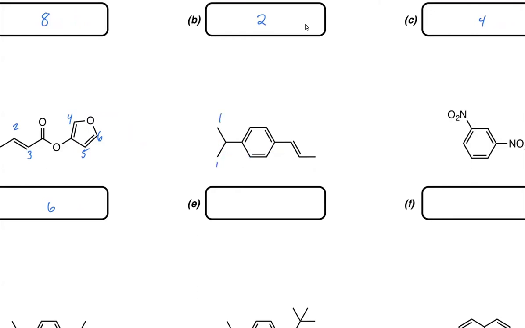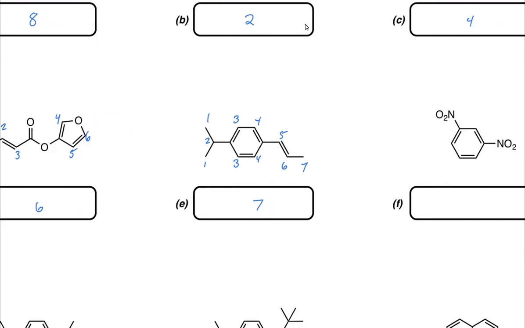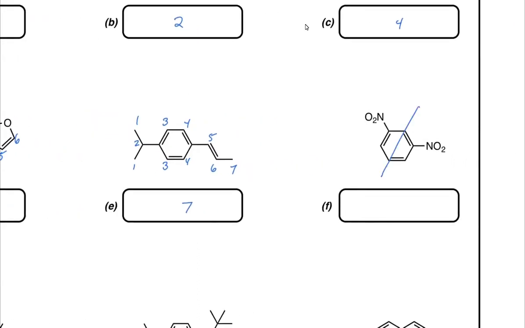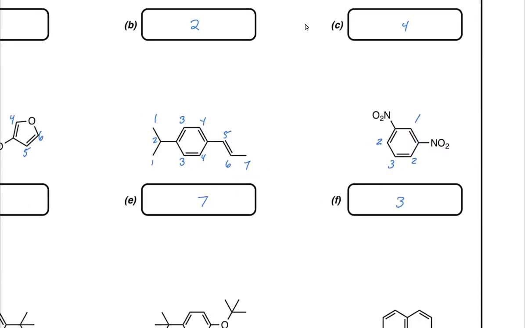Looking at example E, no overall symmetry, but there is symmetry across the benzene ring. So I'm going to count 1, 1, 2. I'll then count 3, 3, 4, and 4 again because of the para substitution. 5, 6, and 7. 7 overall signals. Looking at example F, notice there is an overarching symmetry. We have NO2 groups on each side. Therefore, I'll have 1, 2, 2, and 3 because of that symmetry. These are both equivalent. Total of 3 signals.